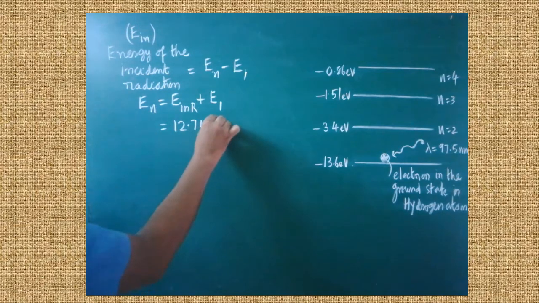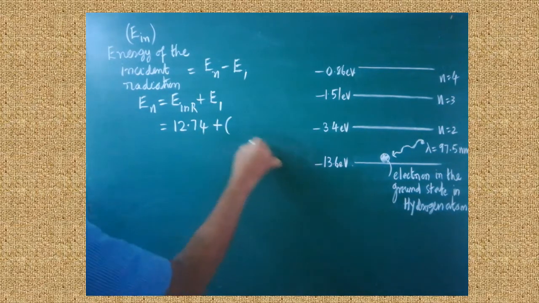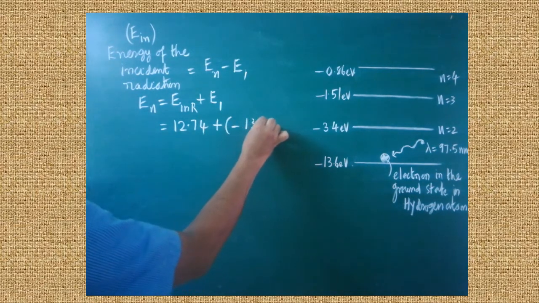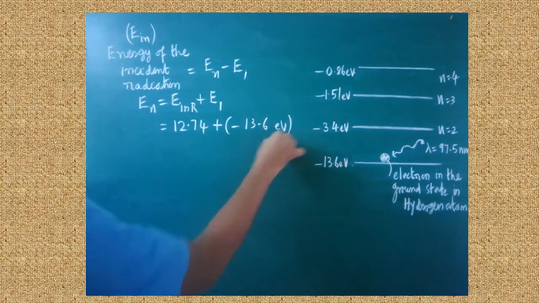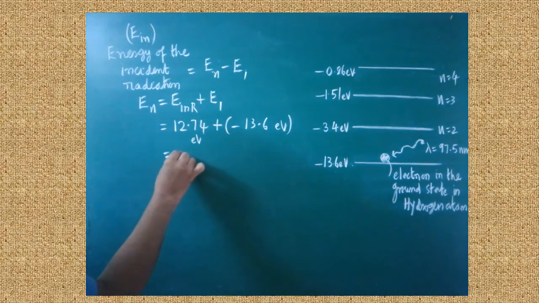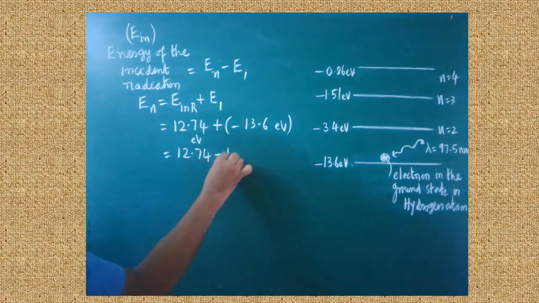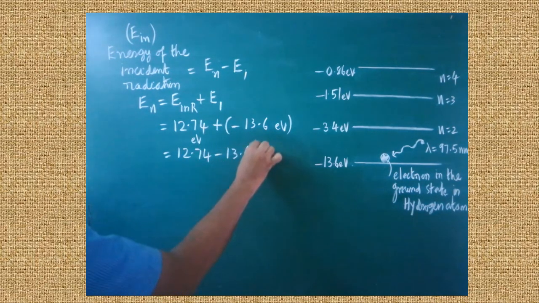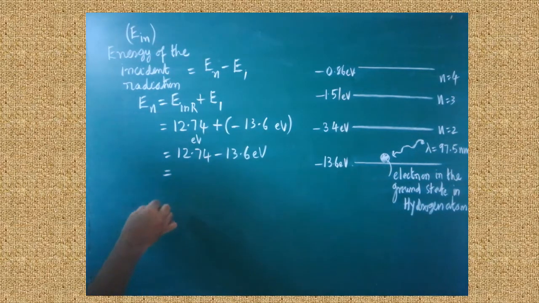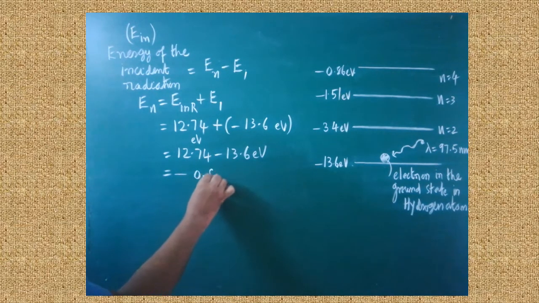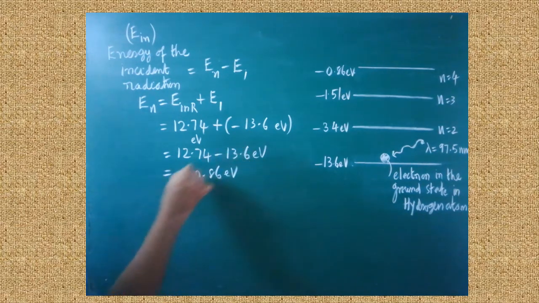12.74 plus the energy of the ground state, which is minus 13.6 electron volt. Both are in electron volt. So after subtraction, 12.74 minus 13.6 electron volt, we get the answer minus 0.86 electron volt. Are you clear?